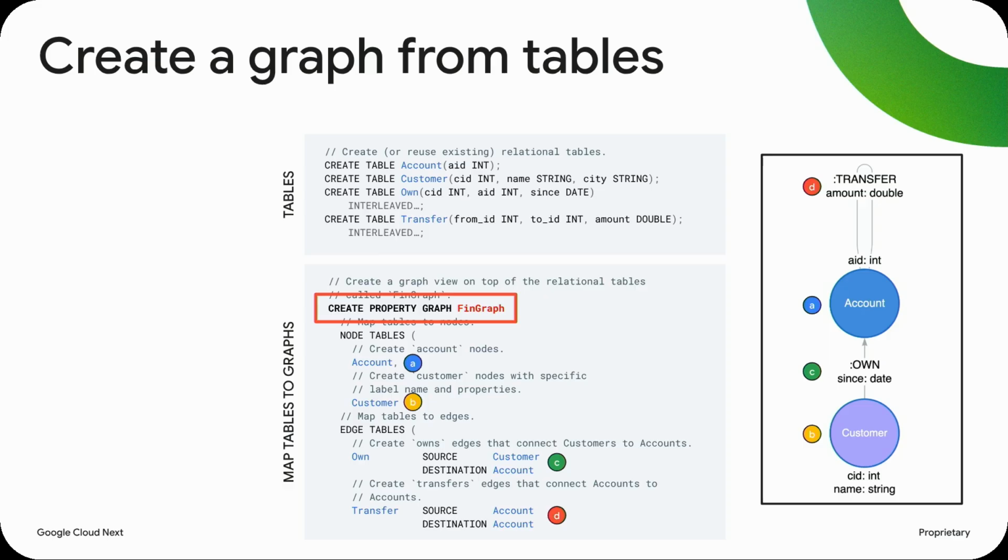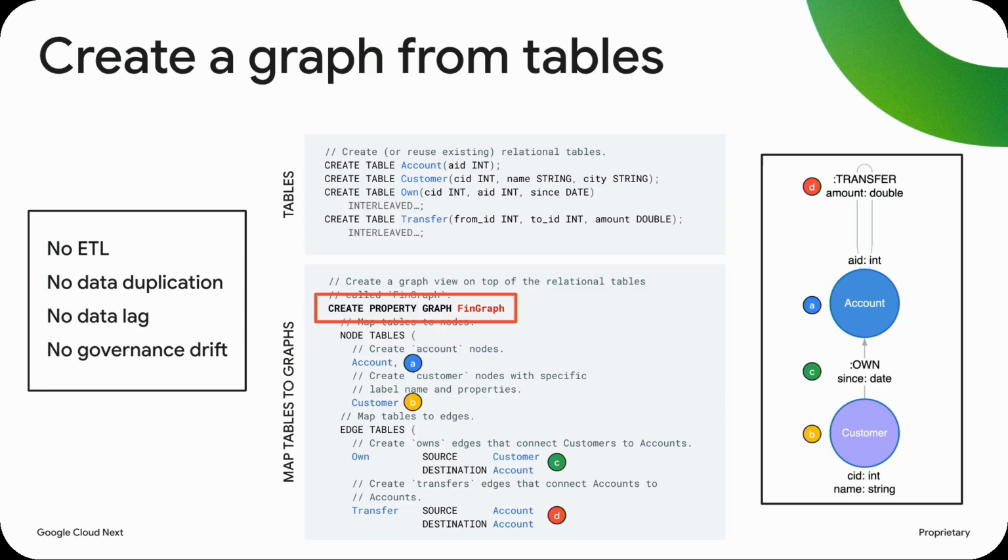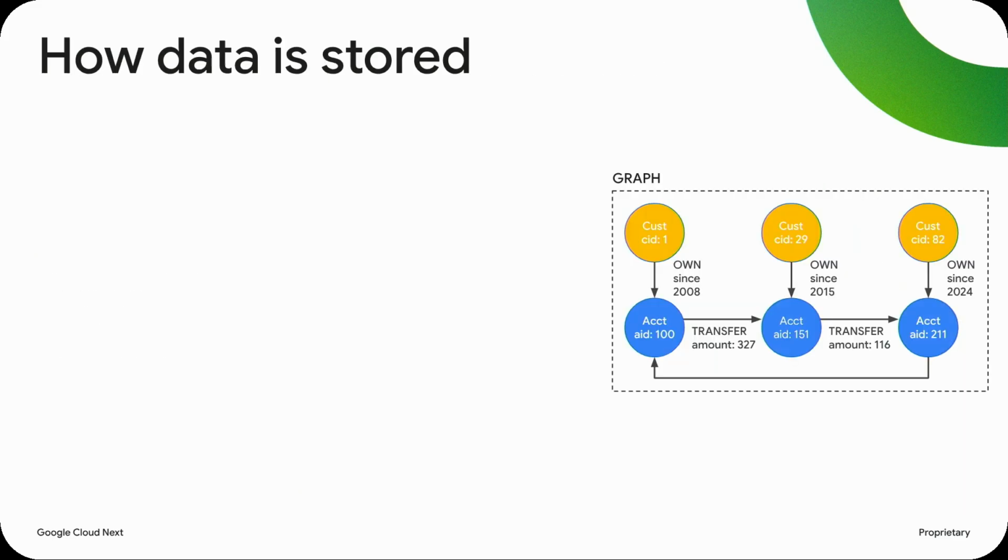So here's one example. You have tables, and then you use the schema to reverse them back to the graphs on the right-hand side. There's a lot of benefit. There's no ETL, no data duplication, no data lag. Data governance is no longer a problem.